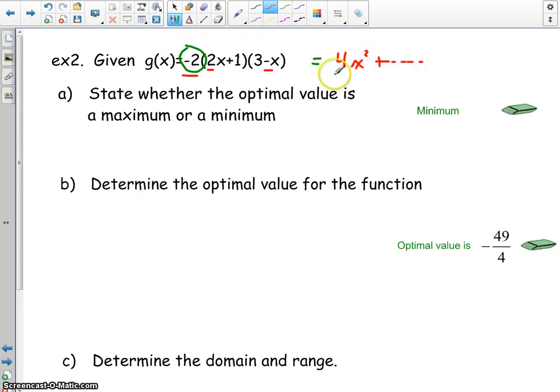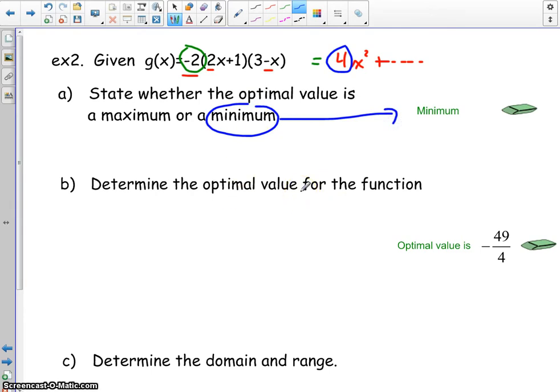Okay, I don't know what the rest of the equation is. I don't need to find it. If all I care about is my direction of opening, this is all I need to look at, my a value from standard form. So looking at standard form, the a value is positive, so we open up, and since we open up, our optimal value is going to be a minimum.